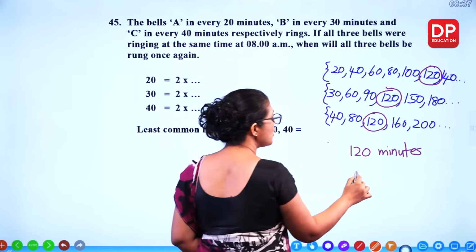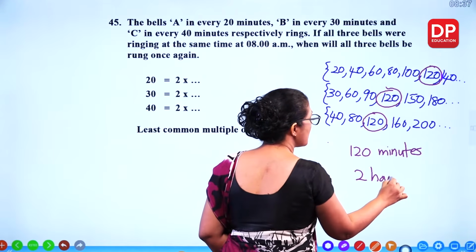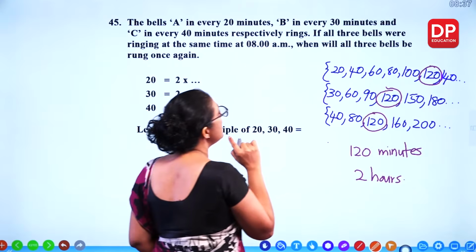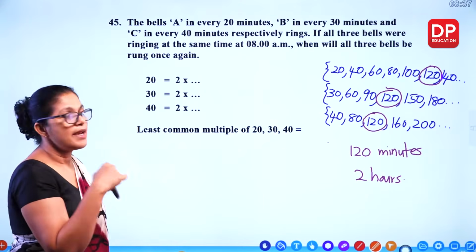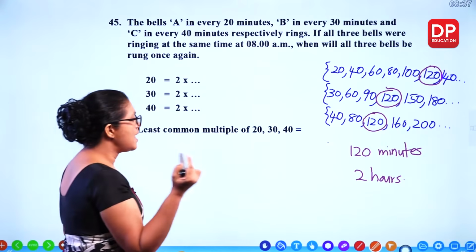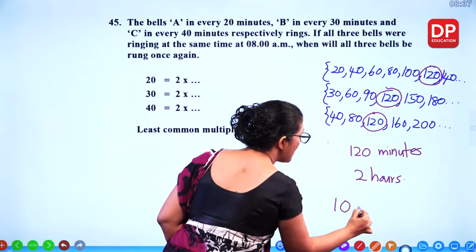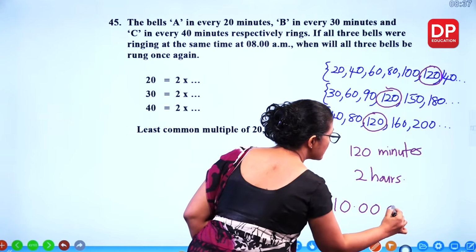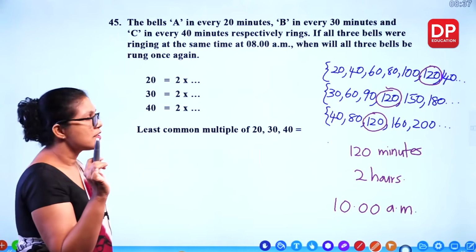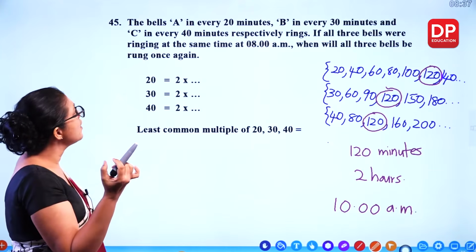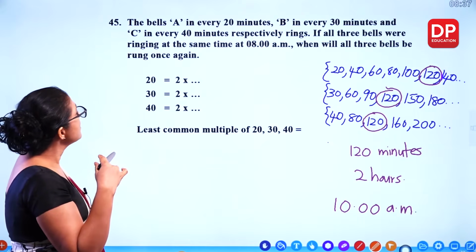Divide by 60, you get 2 hours. So what's the time? Again, the bell is ringing 8 for the first time and 8 plus 2, 10 a.m. So again, the bell will ring at 10 a.m. So this is one way of solving this problem. Or you can do using factors.